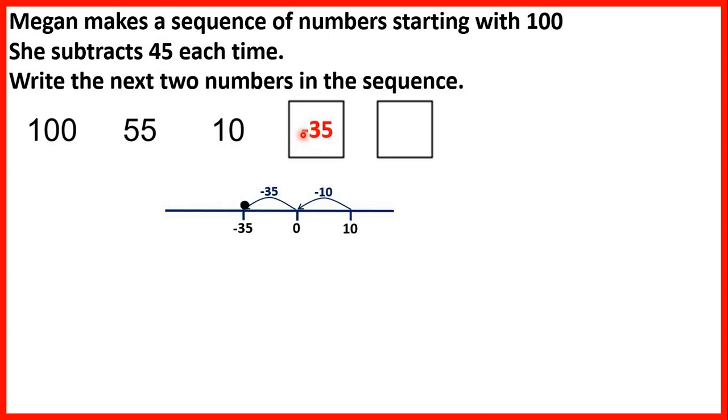So now we're on minus 35 and we need to subtract 45. So on a number line, from 0, we've already gone back 35 and we need to go back another 45. So that takes us to minus 80, because if we go back 35 and then 45, that's going back 80 altogether. So our answer is minus 80.